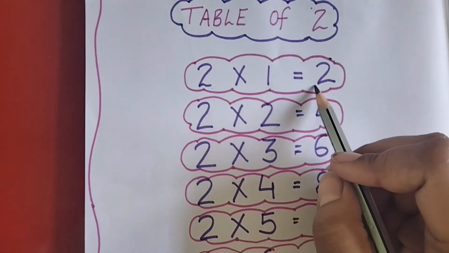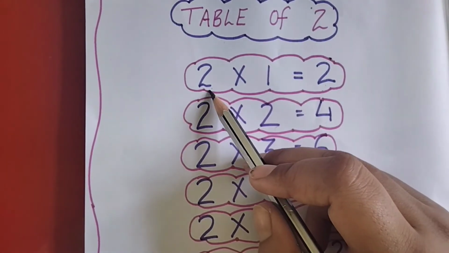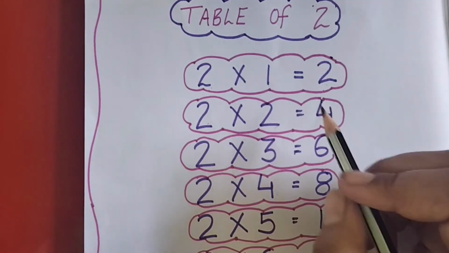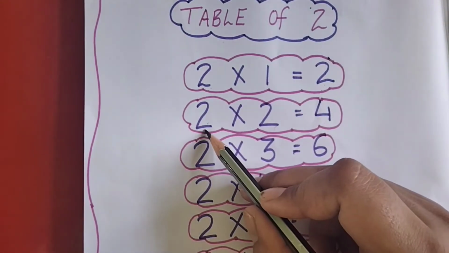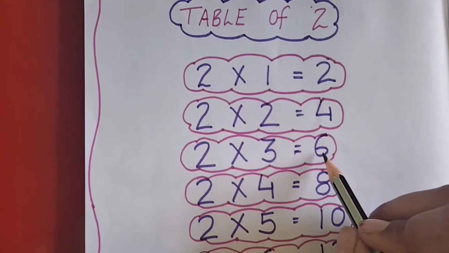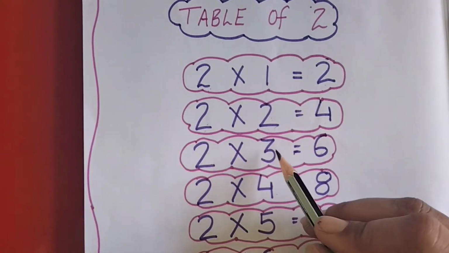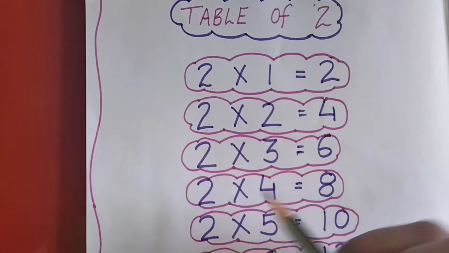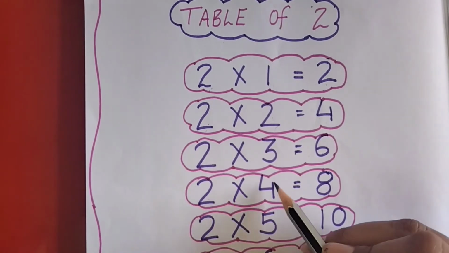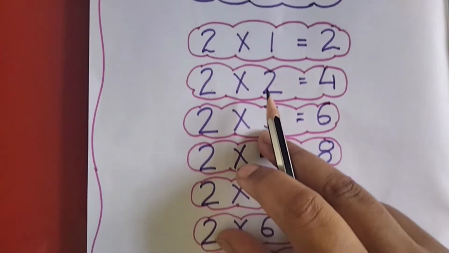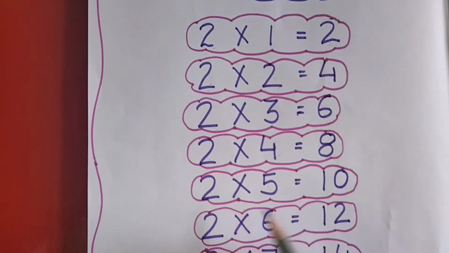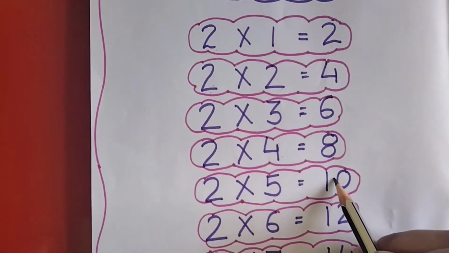2, 1 ja, 2. Repeat all of you. 2, 2 ja, 4. 2, 3 ja, 6. 2, 4 ja, 8. 2, 5 ja, 10.